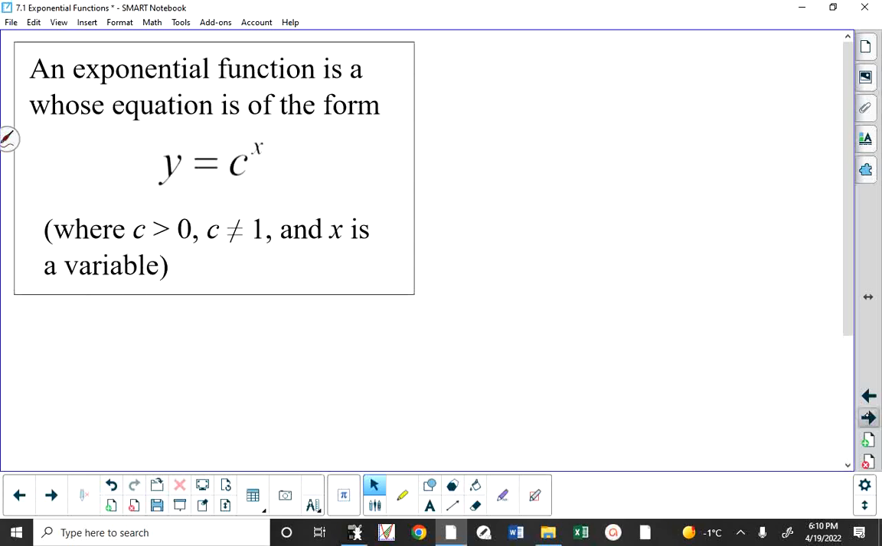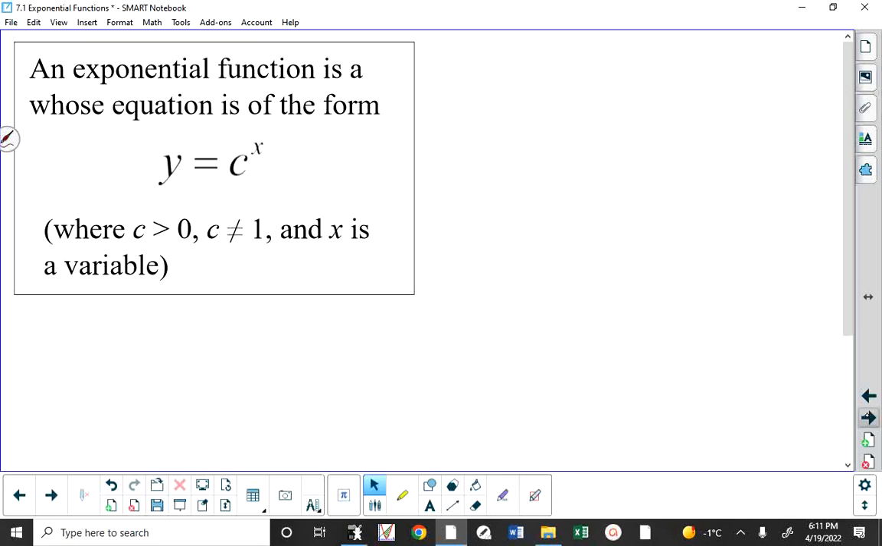To begin with, there's a definition of an exponential function. It's a function whose equation is written in the form y = c^x. Now, there are variations of that. It's not always going to be that simple. But in this function, y = c^x, it's worthwhile to note that x is in the exponent. That's what makes this an exponential function. x is part of the exponent.